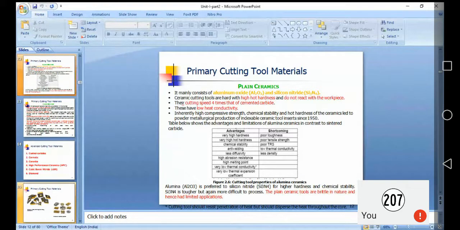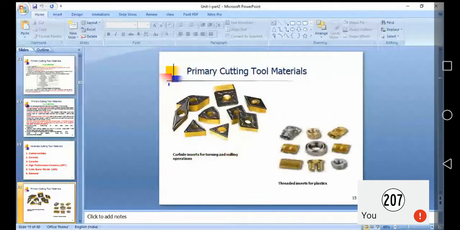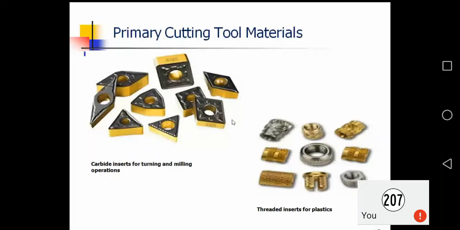Again, they are produced by the powder metallurgical process, and they are produced in the form of inserts. तो ये cutting tool है किस form में बनते हैं? They are used in the form of inserts. ये मैंने first chapter में भी आपको बताया था inserts क्या होते हैं? ये होते हैं inserts. ये देख रहे हो diagram? So these are the carbide inserts for turning and milling operation. And these are the threaded inserts which are used to produce the threads in the plastic.